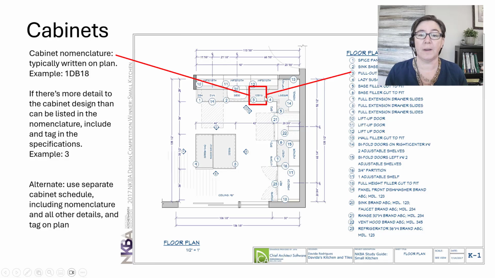There is an alternate. If you do not want to place the nomenclature on the page, you are going to tag every cabinet and then pull out all that nomenclature into a separate schedule, a cabinet schedule. That's acceptable as well. All right. Do one or the other. Don't do both, though.